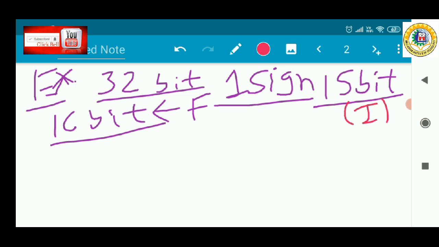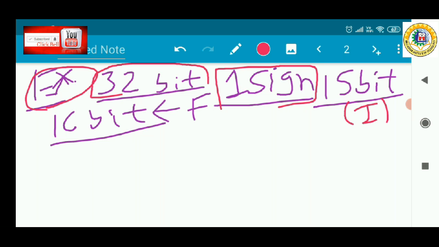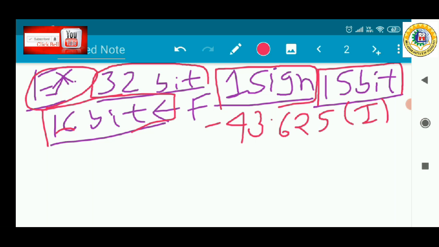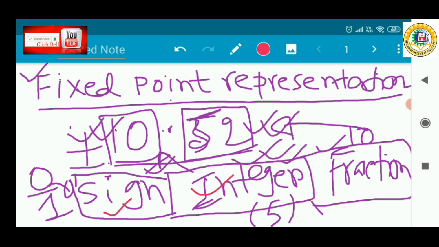So that is the question. Assume a number using a 32-bit format. Out of the 32 bits, 1 bit is reserved for the sign bit, 15 bits for the integer part, and 16 bits for the fractional part. Now the number I have assumed is 43.625. That is the decimal number, and you have to represent this decimal number through the fixed point representation in this format: sign, integer, and fraction.